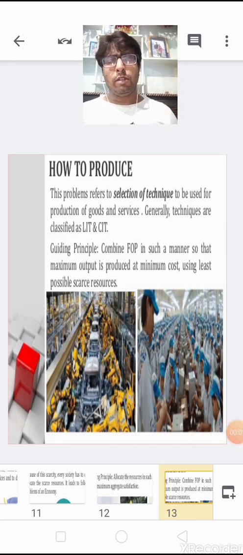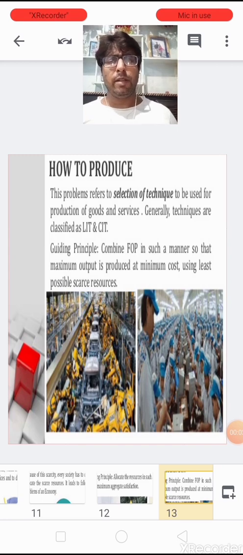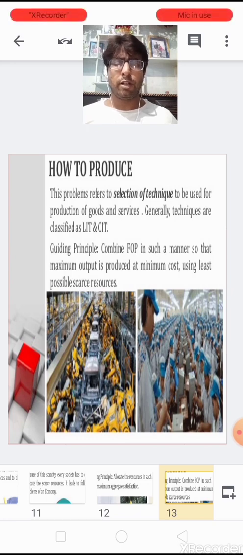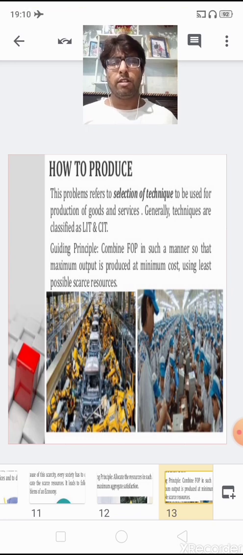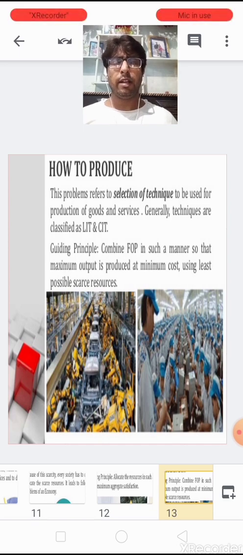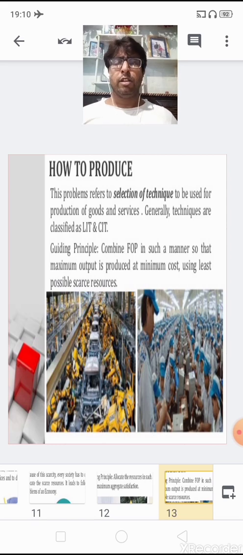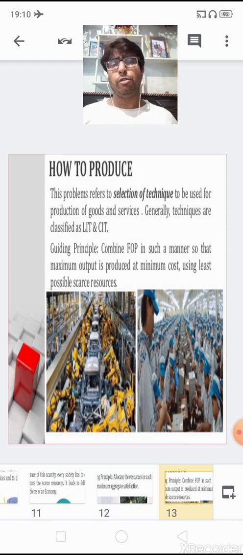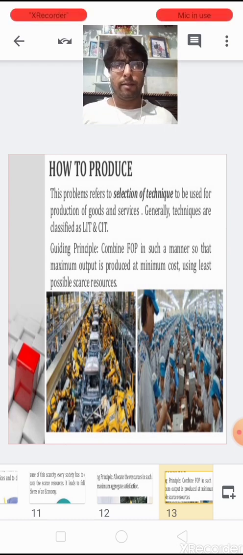Now move on to the next central problem of economy, that is how to produce. Children, this problem refers to the selection of techniques to be used for the production of various goods and services. Generally, techniques are classified as labor intensive technique and capital intensive technique. So dear children, how to produce is the second component of allocation of resources. How to produce means how to organize the production.